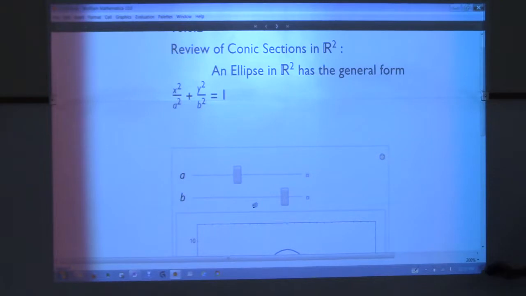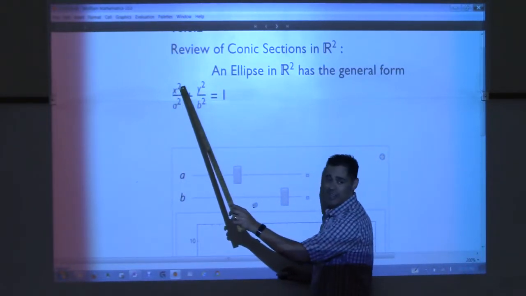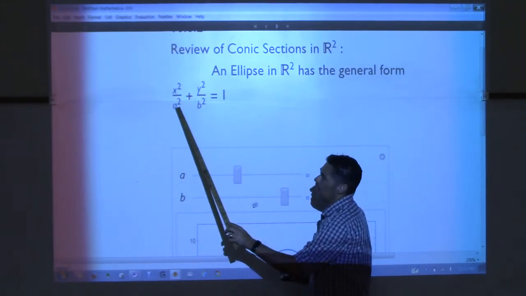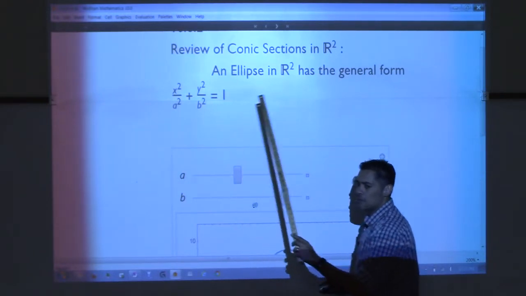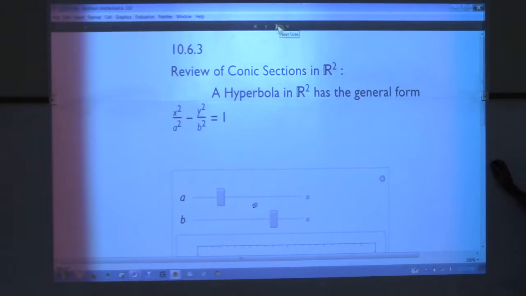The things to point out here: our variables are always squared in an ellipse and in a circle. We have addition between them. We're dividing by these constants squared, and it's equal to 1. That's the characteristic of circles and ellipses: squared variables added together. You'll see why I'm saying that in a moment.